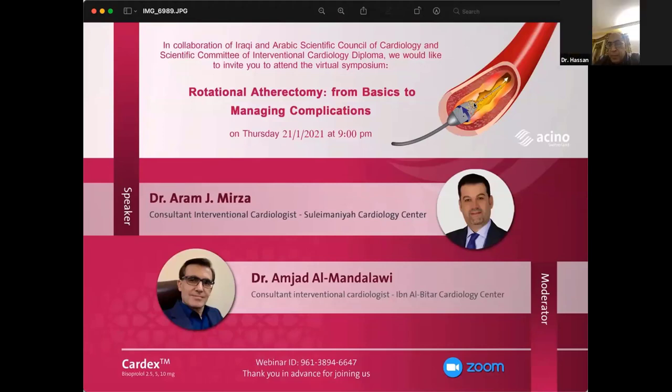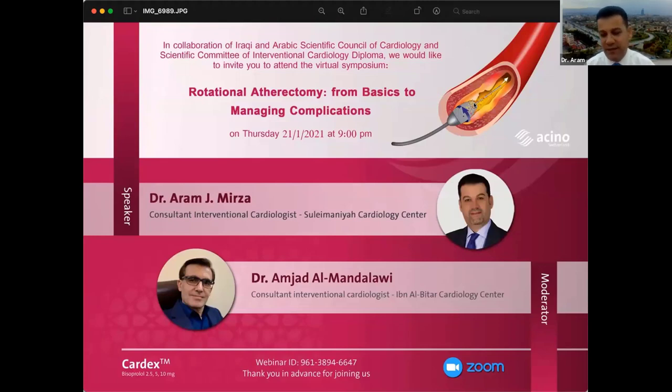Dr. Hassan is asking about rotablation in calcified left main stem. Do you have anything to say about that? Yeah, actually it's one of the good solutions for calcified left main stem, because you know that if you have heavy calcification of the left main stem, without the use of rotational atherectomy or debulking or shockwave lithotripsy, you will never get full expansion of the stent.